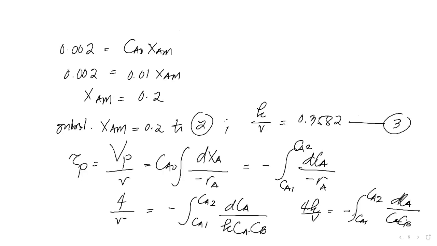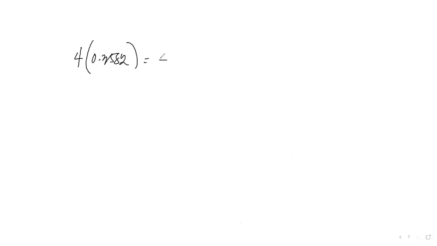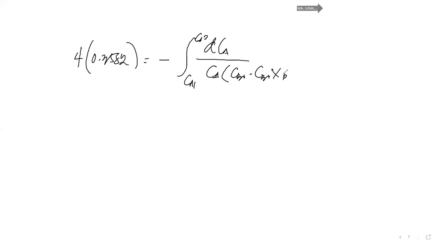So I will have 4 times 0.3582 is equal to negative integral of dCA from CA1 to CA2, you have CA, and then we have CB to be CBO minus CBO XB.